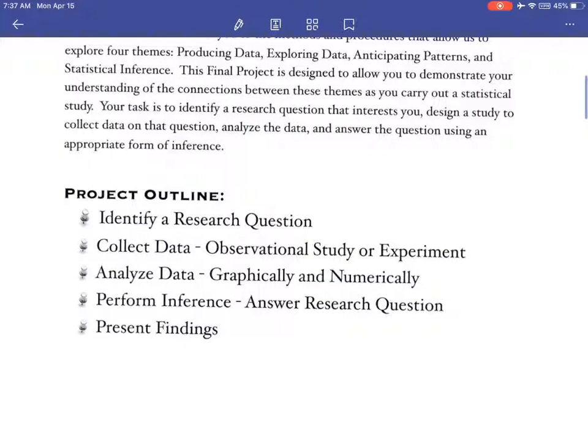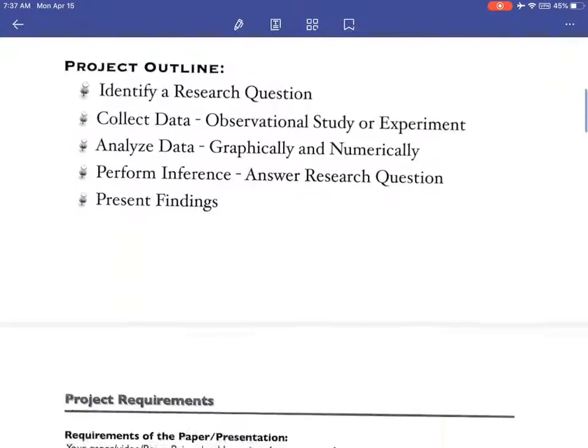So the outline, first thing you're going to do is identify a research question. Then you're going to collect your data. It says observational study or experiment, but you could also use a survey. After that you analyze your data, both graphically and numerically. Then second, you perform inference, which means you're performing a significance test. And using that, you're going to answer your research question. And then lastly, you're going to present your findings in a written analysis.